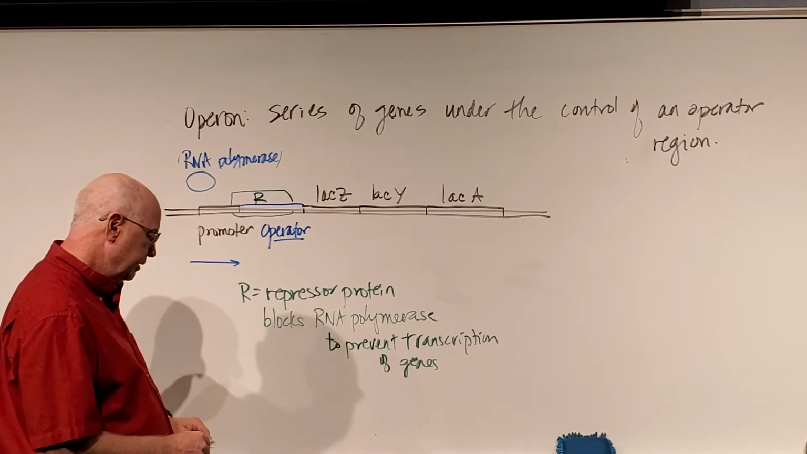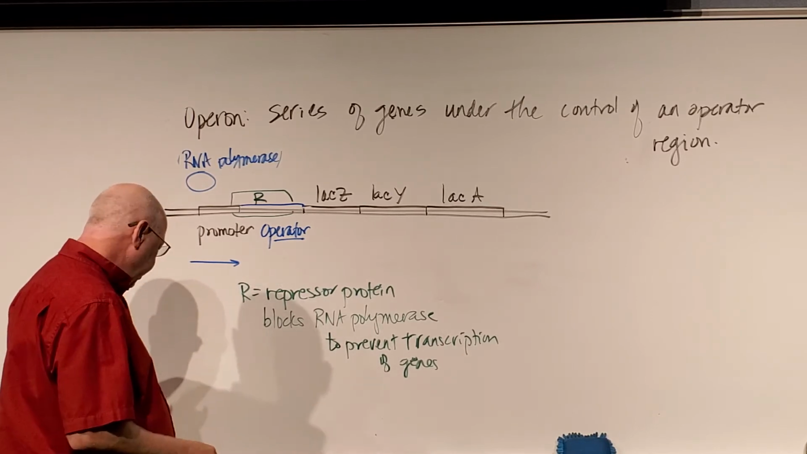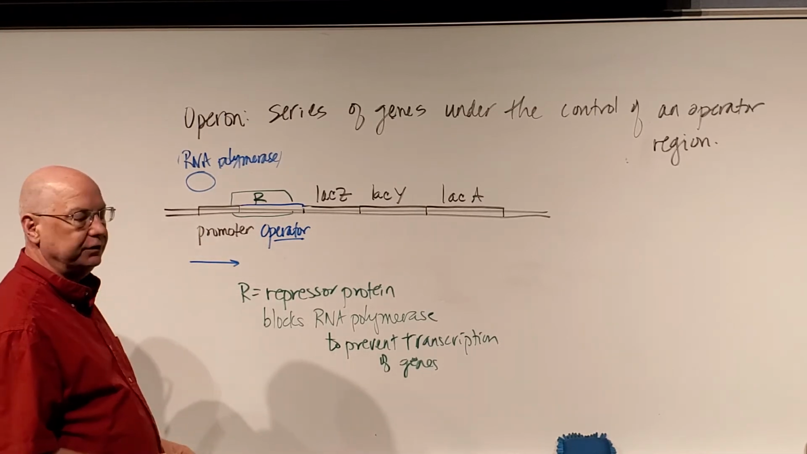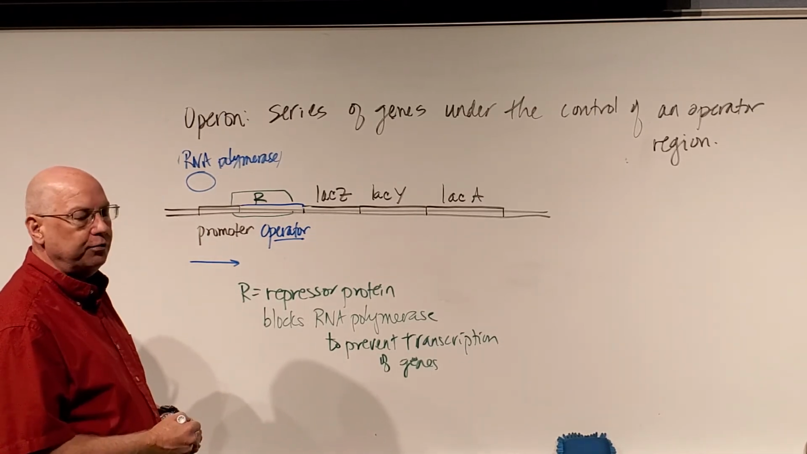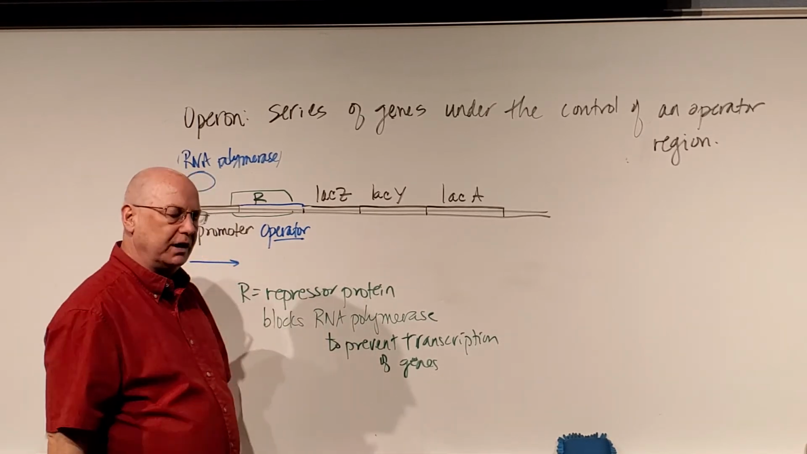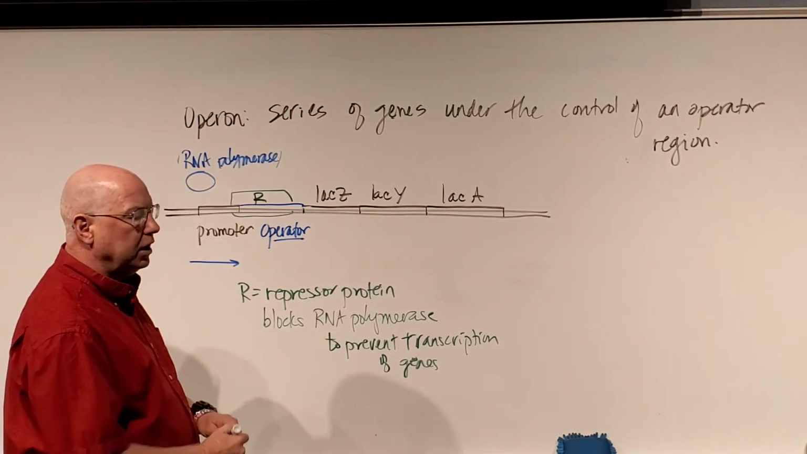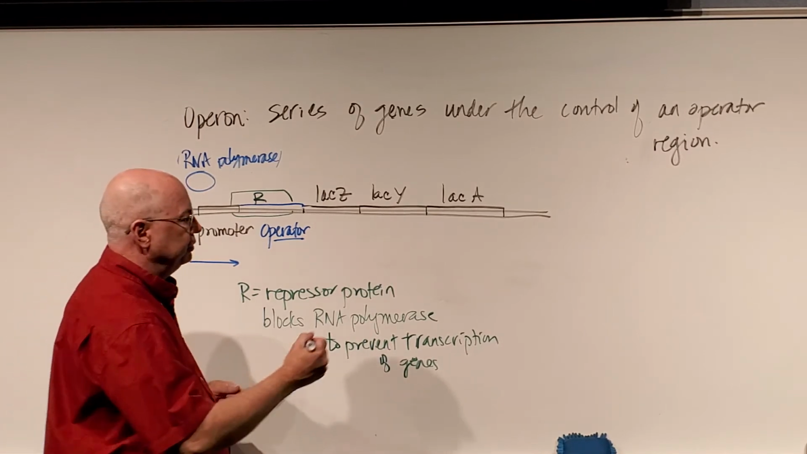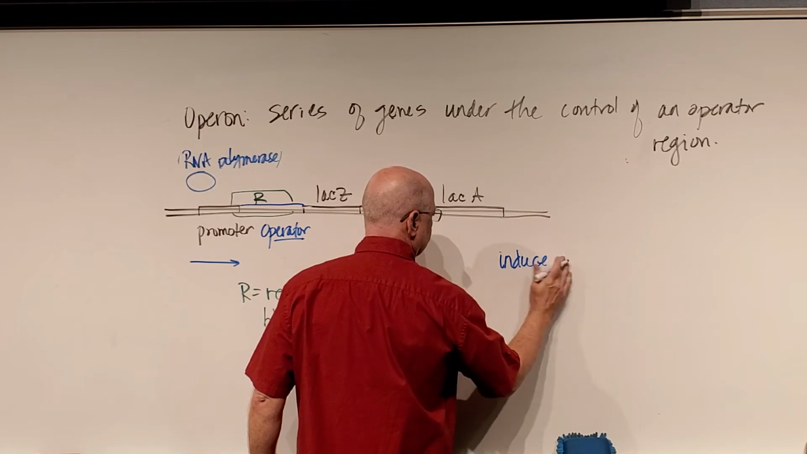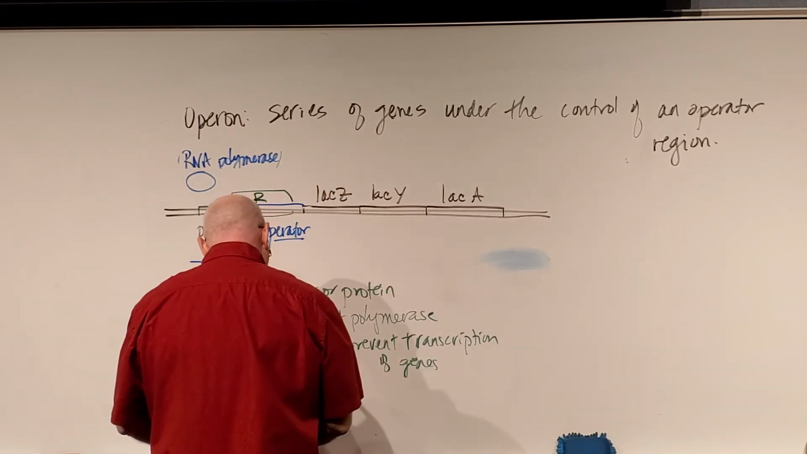Now, if lactose is present, lactose naturally can be broken down into different products. But one form of lactose is called allolactose. It's a rearrangement of the lactose molecule. And we call allolactose the inducer. So, an inducer, here, let me change the color of the inducer. Okay.